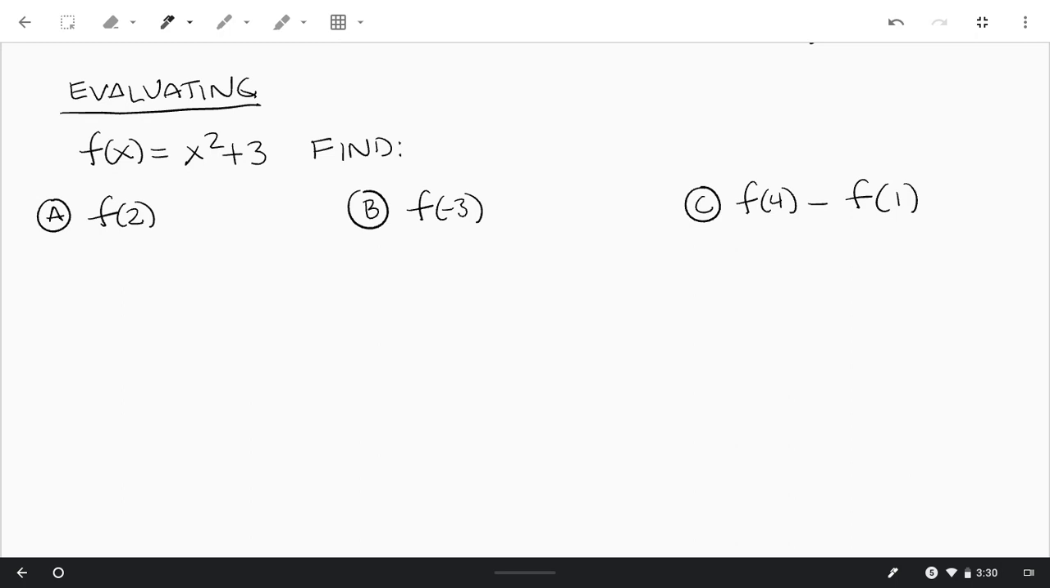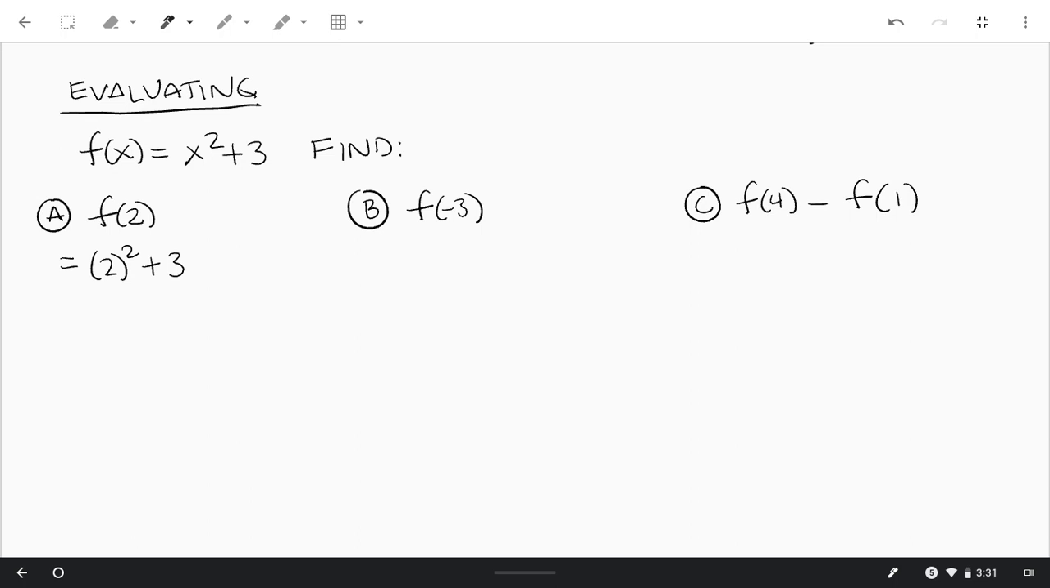So f of 2, that basically means to substitute 2 in for x, for all the x's. Okay, so I'm going to take that 2 and I'm going to plug it into the function.